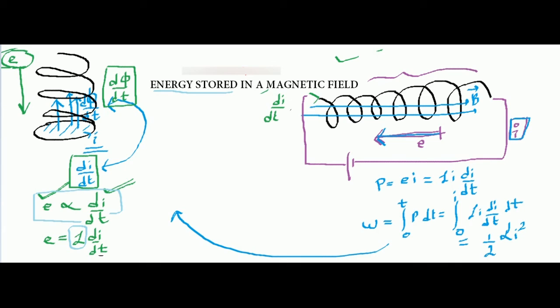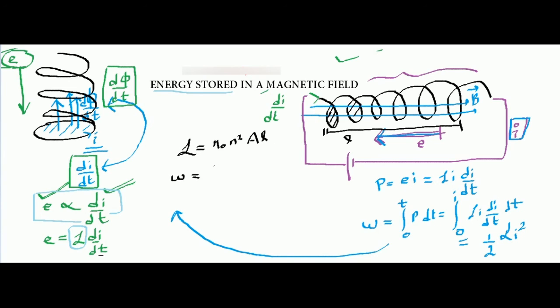This type of system is called a solenoid, and for a solenoid, the value of inductance L is given by mu naught n square A l. So what is n? n is the number of turns. What is A? The area of the cross section of this wire. And l is the length of this inductor coil. Now putting the value in the work done, what do I get?